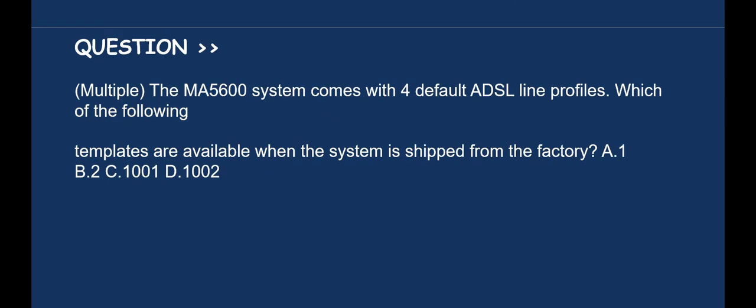Next one, the MA5600 system comes with four default ADSL line profiles. Which of the following templates are available when the system is shipped from the factory? Option A, 1. Option B, 2. Option C, 1001. Option D, 1002. The correct answers are option A, C and D.